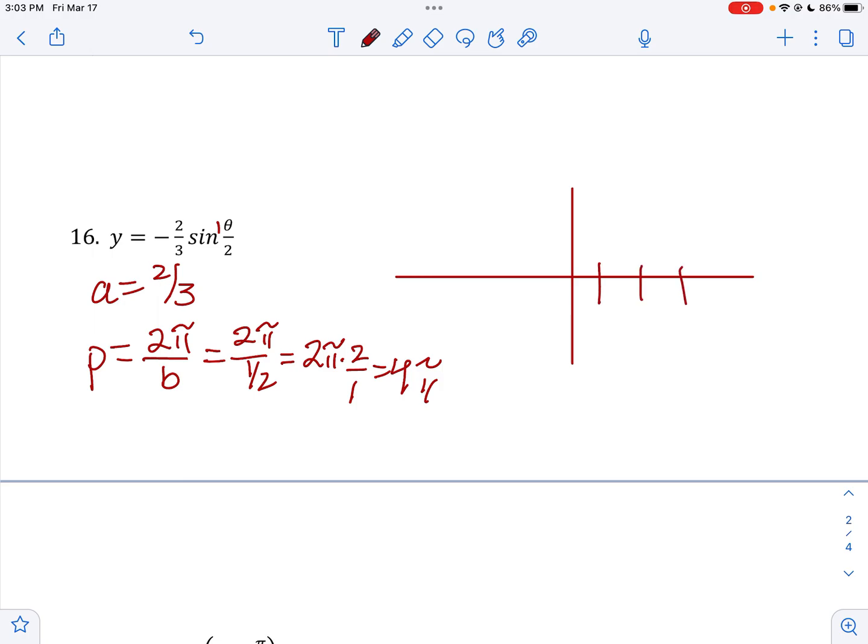1, 2, 3, 4. So 4 pi. So that means this is 1 pi, 2 pi, 3 pi. 2/3, I might just go 2/3 and negative 2/3. Sine starts in the center, but it's negative, so it's going to go down first.